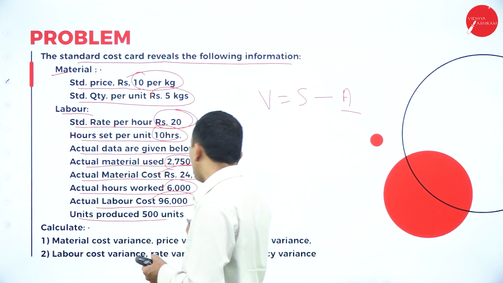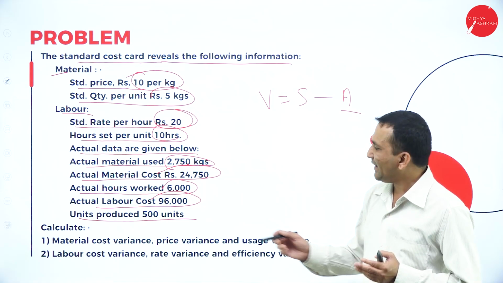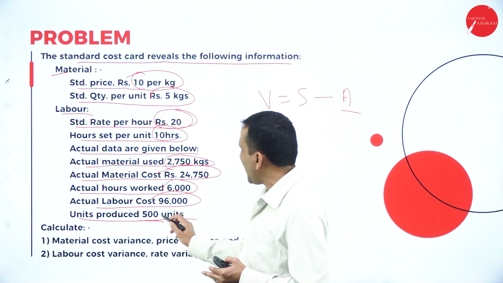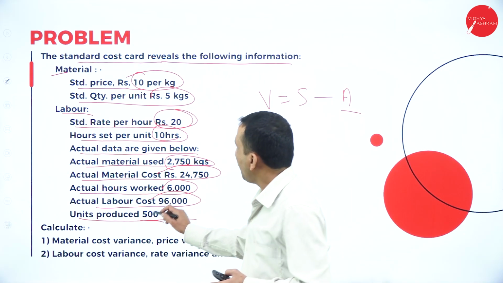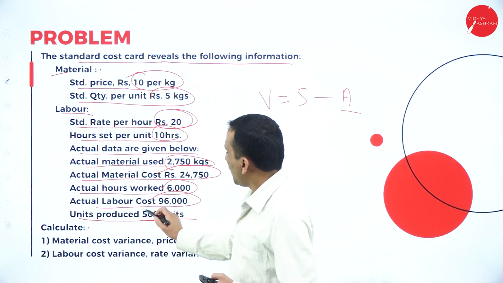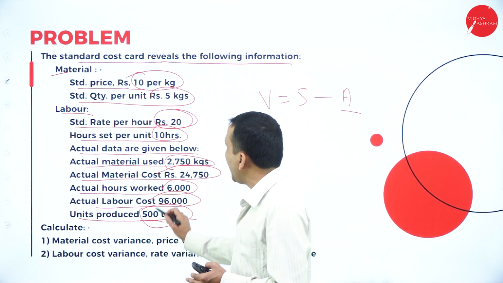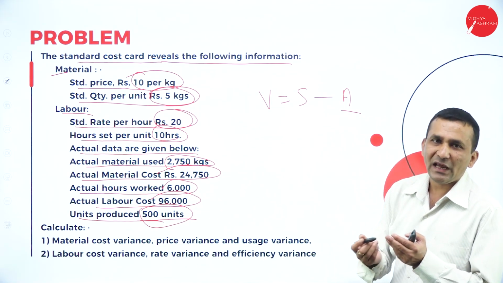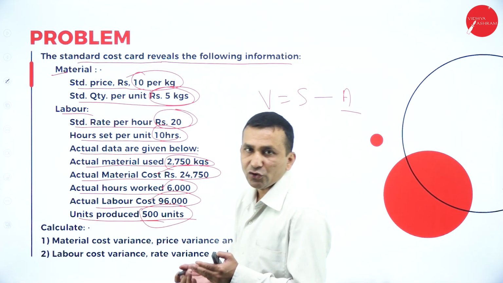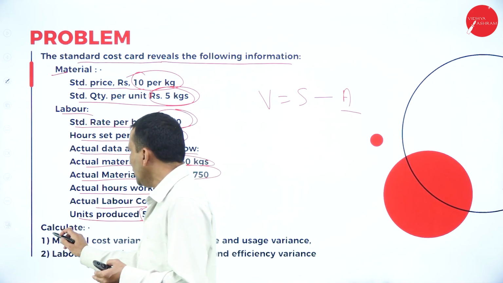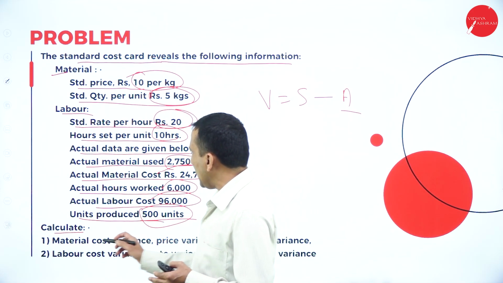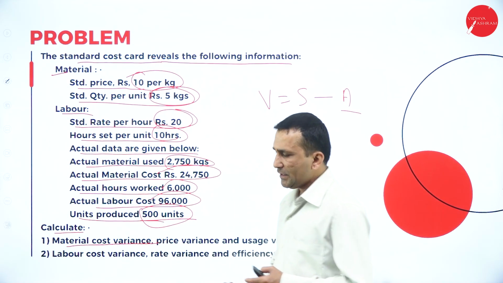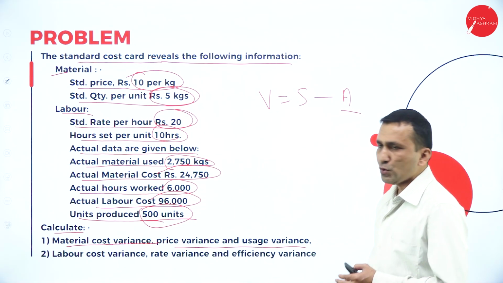Now units produced are 500 units. Why? Because actual yield is clearly specified in the question, 500 units. If you multiply, to produce 500 units, each unit will consume 5 kg. So we need to multiply, then we are getting 2500. That is actually the standard quantity. Now you need to calculate the material cost variance, price variance and usage variance.